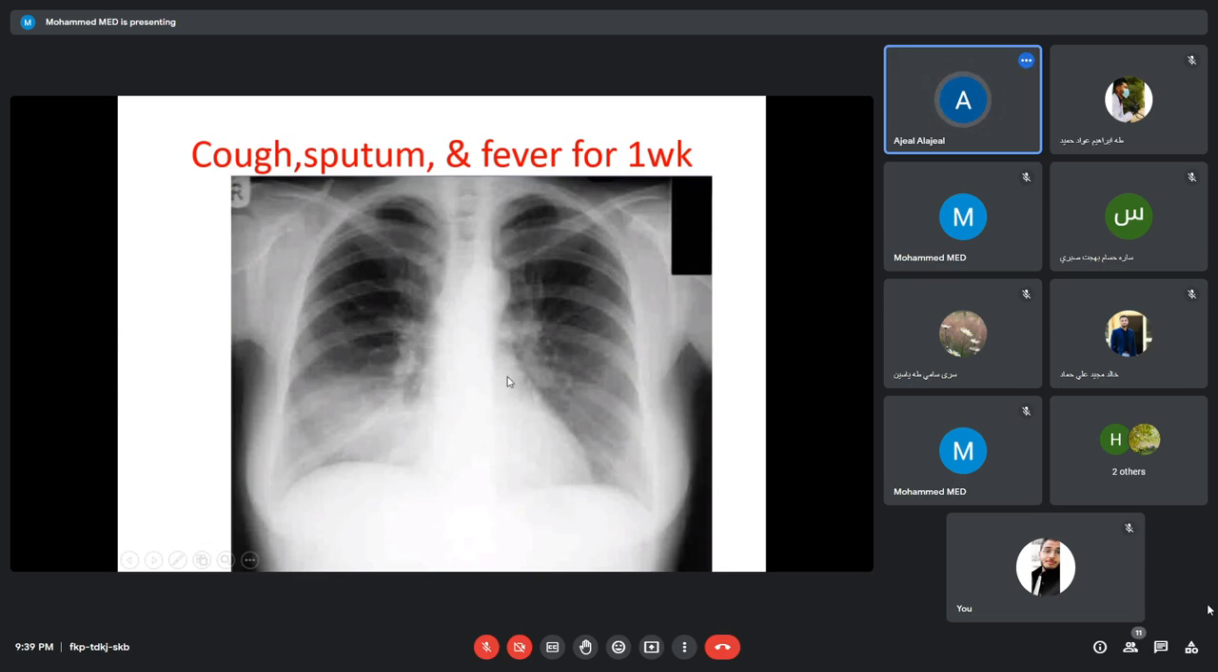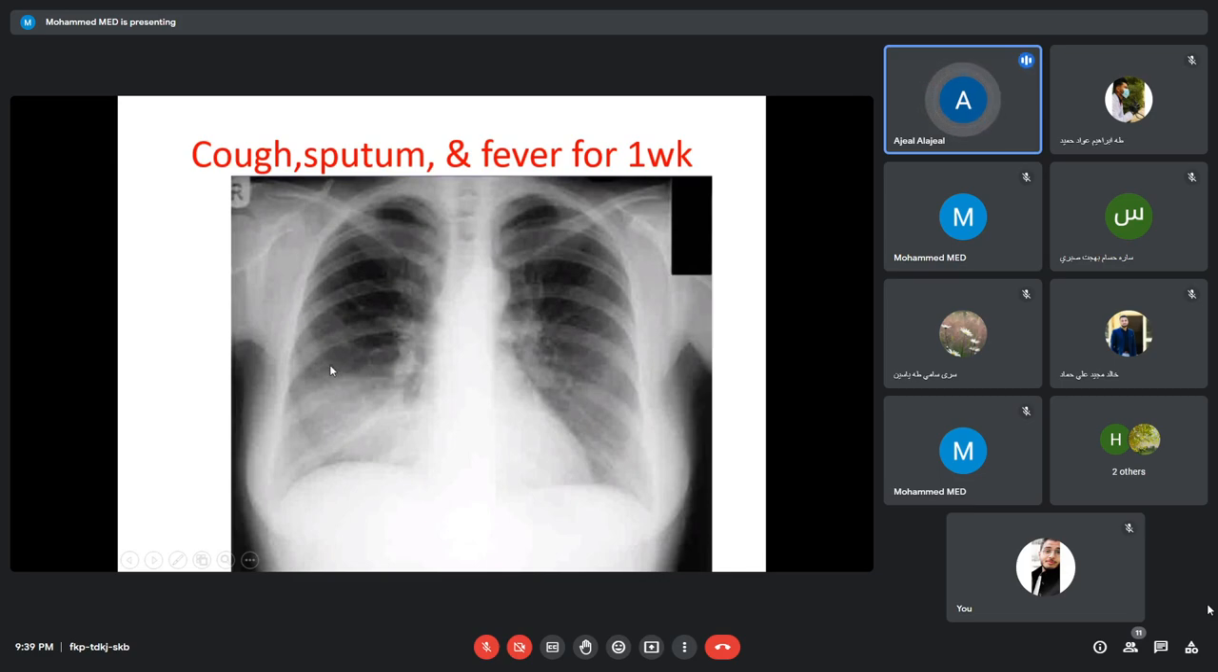Yes, okay. Again, there is some history regarding this patient. There is cough, sputum, and fever for 1 week. If you look to the right lung of the patient, which is on your left-hand side, yes, there is a lesion here. And is this lesion well demarcated or infiltrative? It's infiltrative.